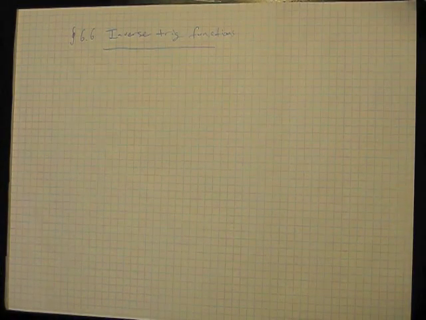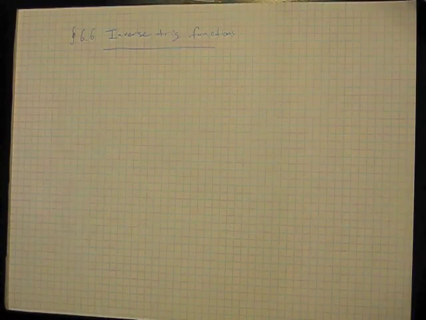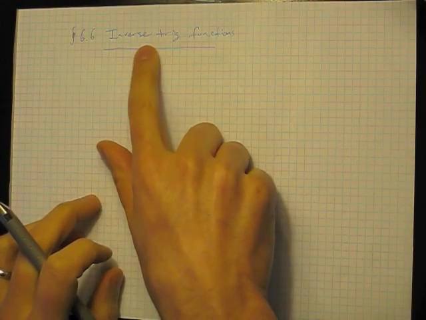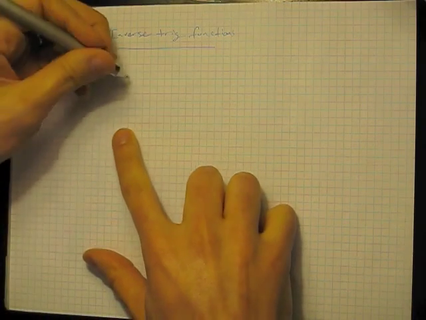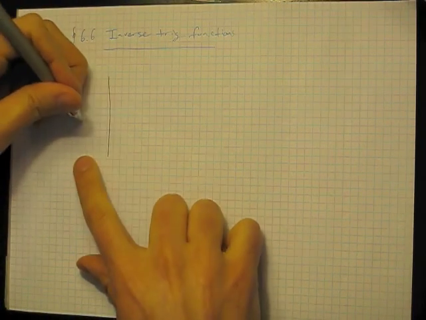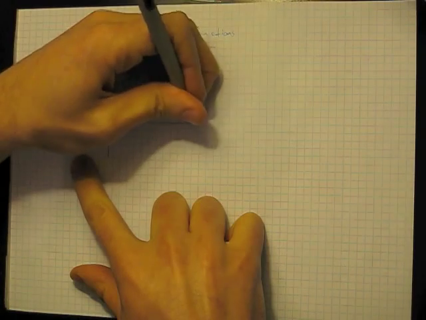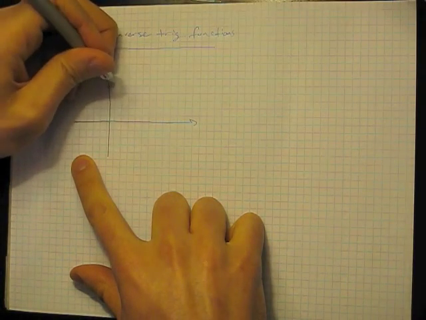Okay, so we're going to talk about section 6.6, which is going to sound scary, but it's about inverse trig functions. Okay, so this is the opposite of trig functions. So you guys will all remember what the sine graph looks like.